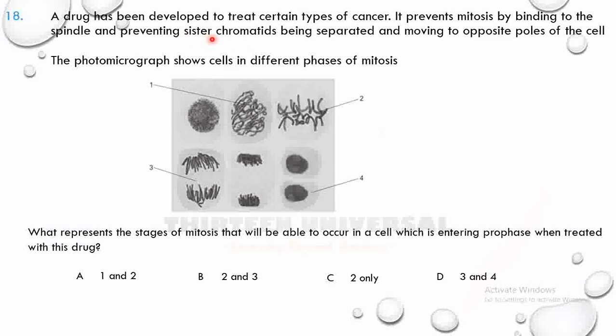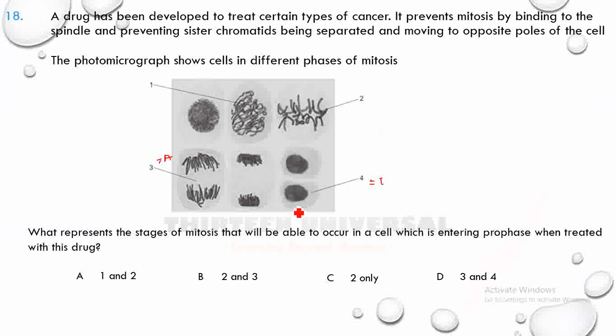Now, don't forget that sister chromatids separate at anaphase. So where is anaphase here? Anaphase is 3. Can you see sister chromatids are separated? They separate at anaphase here. So 3 is anaphase. Then 4 looks like telophase, no, 4 looks like interphase. It's not telophase. That's after cytokinesis. You can see that new cells are formed.